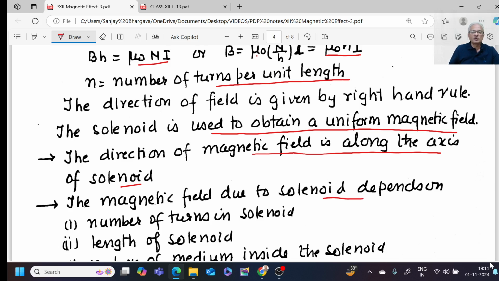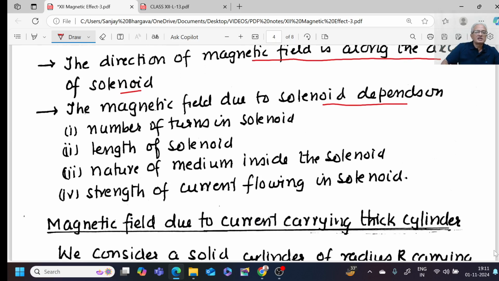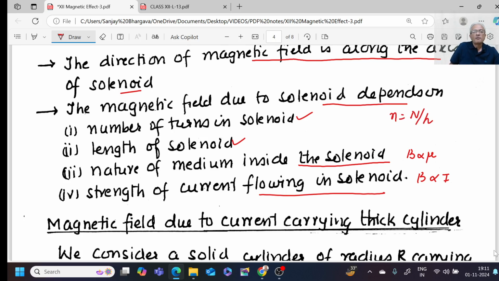The magnetic field due to solenoid depends on number of turns in the solenoid, length of the solenoid, nature of medium inside the solenoid and strength of the current. So here B is proportional to I, here B is proportional to mu, and here small n was equal to number of turns per unit length. So it depends on number of turns also, and it depends on length of the solenoid also.